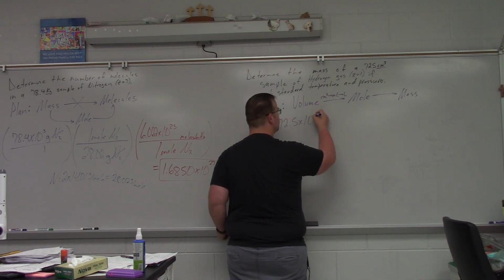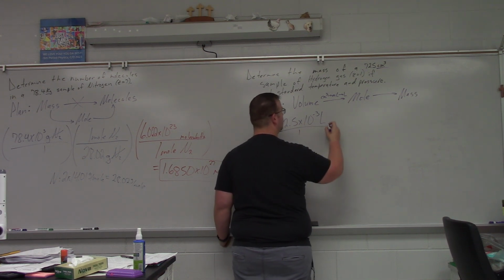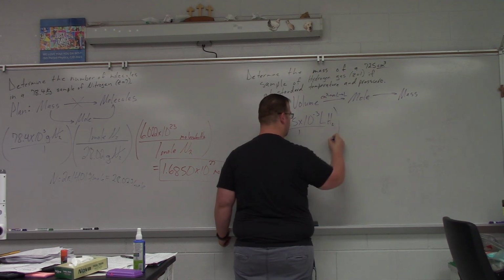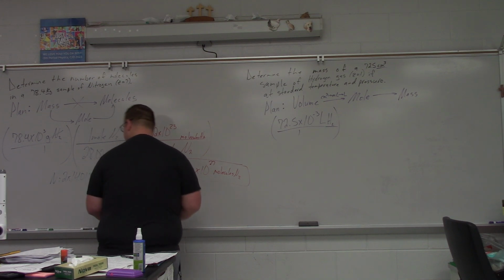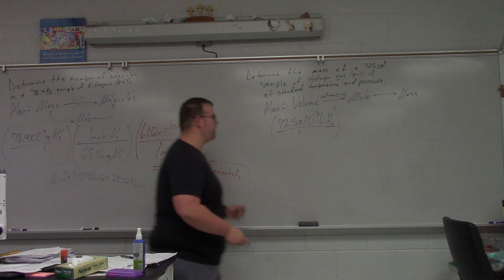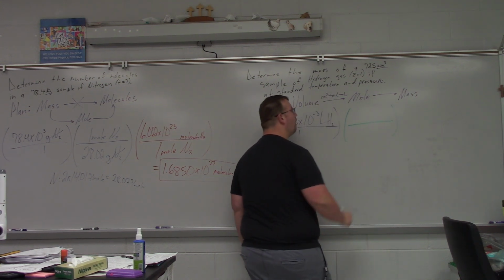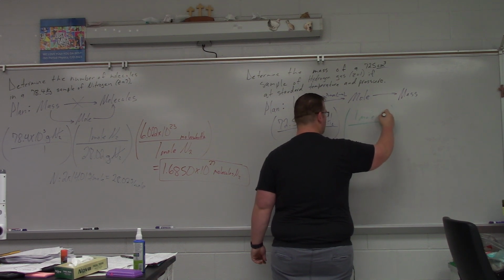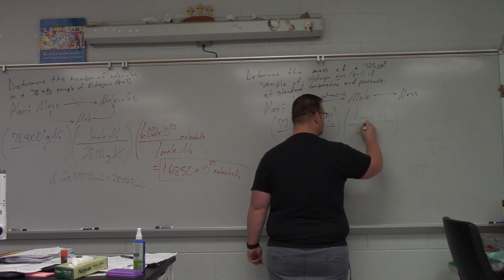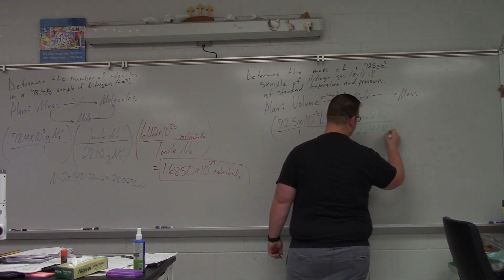72.5 times 10 to the -3 liters. Step number 1. I'll go ahead and show it. So now we're going to move from here. We've got to get to moles, so we have to have a conversion factor. What goes on the top? Moles, 1 mole of H2. What goes on the bottom? 22.4, fancy number, 22.4 liters of H2.